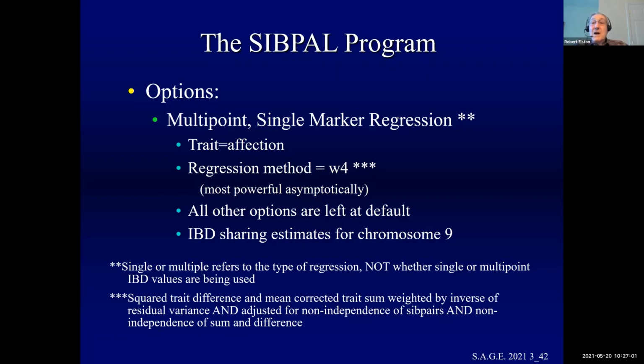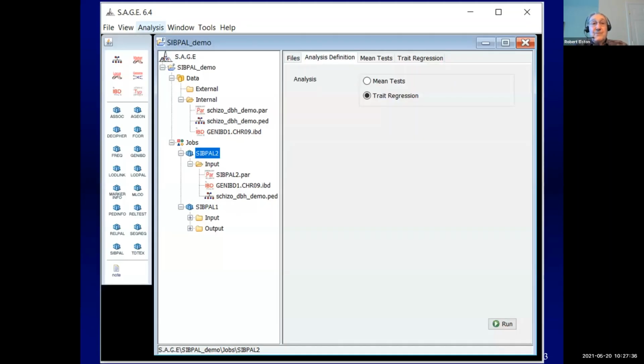Okay. So we're going to use here W4, the squared difference and mean corrected trait weighted, the sum with difference and sum weighted by the inverse of the residual variance and adjusted for non-independence of sib pairs and non-independence of sums and differences. We are putting in all these correlations, and so that's why you may get instability, and we'll see that later on. This is where you take over, Yunju.